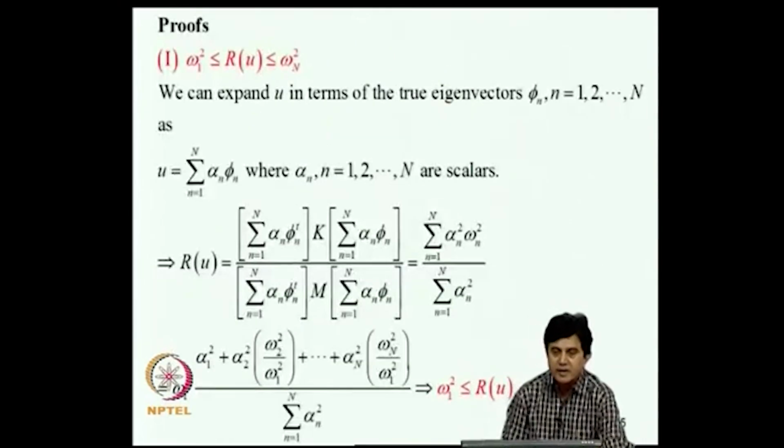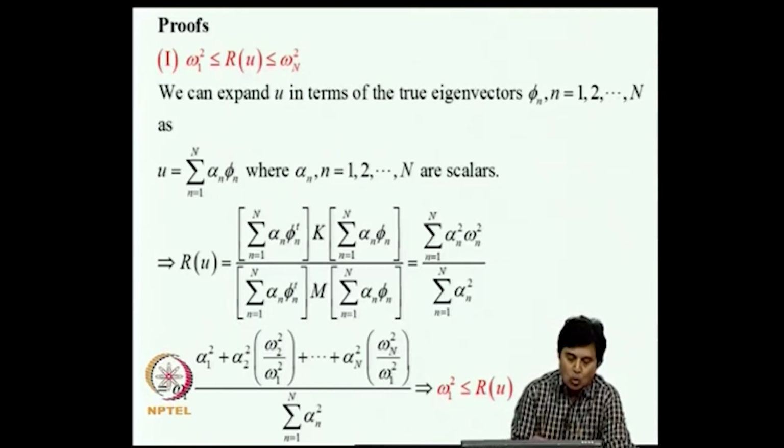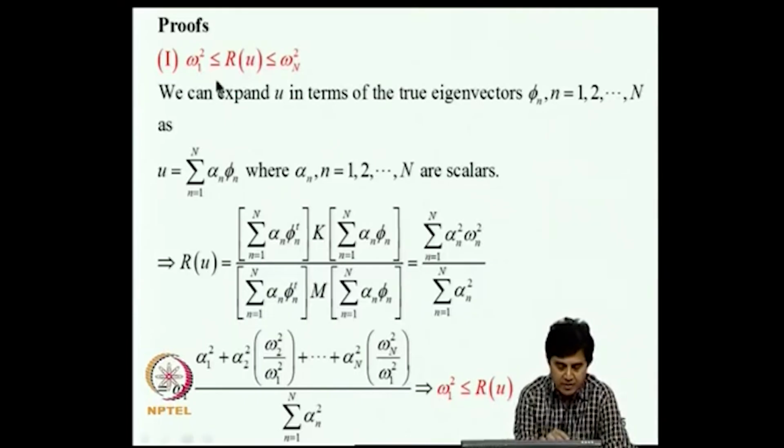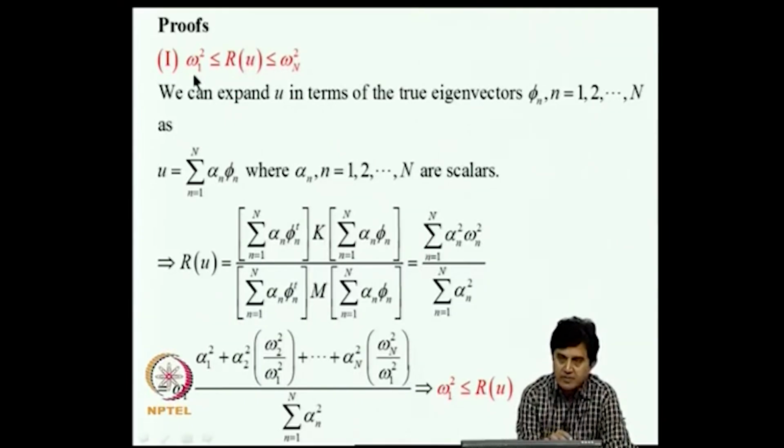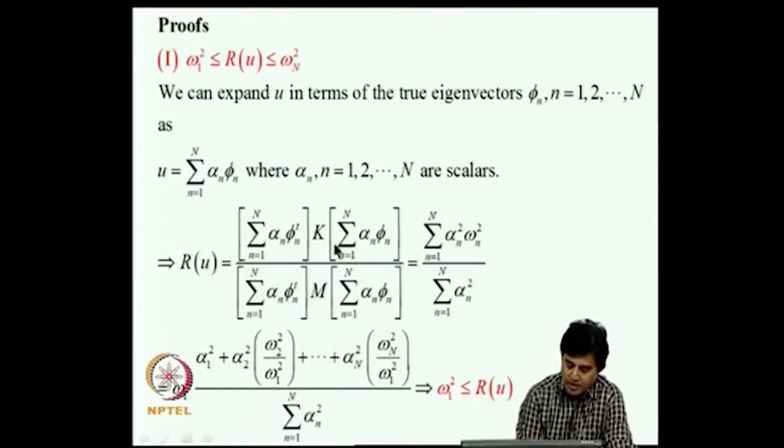Now, we can quickly argue why these results are true. I will start with the first result, that R of u is bounded between the first natural frequency and the highest natural frequency. How do I show that? Now, u is an n cross 1 vector, therefore it can be expanded in terms of the true mode shapes. So, I can write u as a linear combination of these mode shapes, where alpha n takes values from 1 to capital N. Now, using this, R of u can be written in this form.